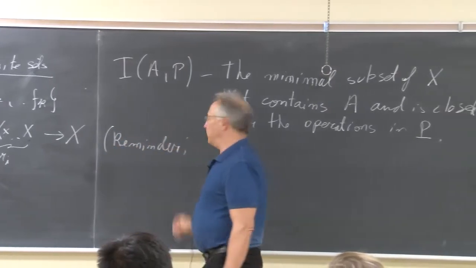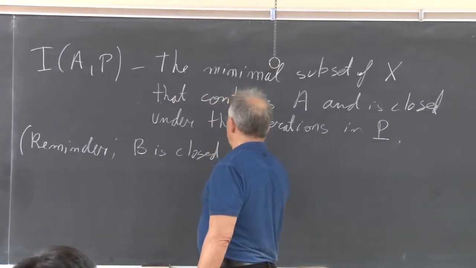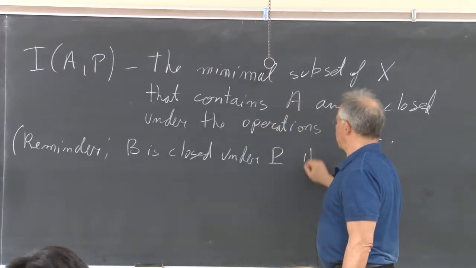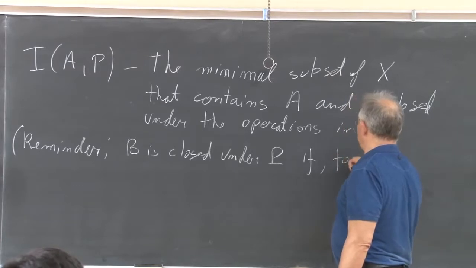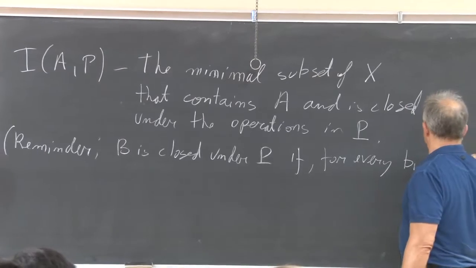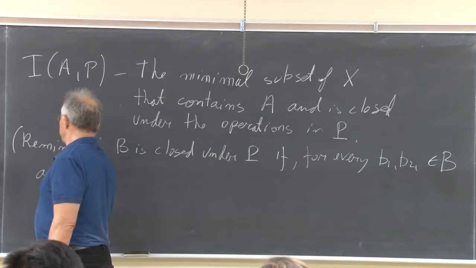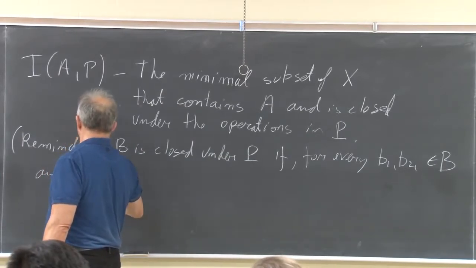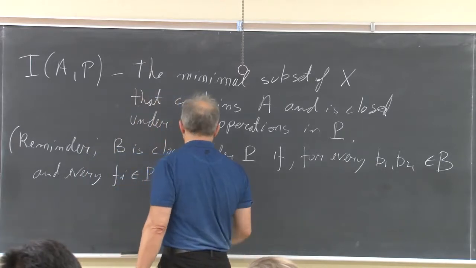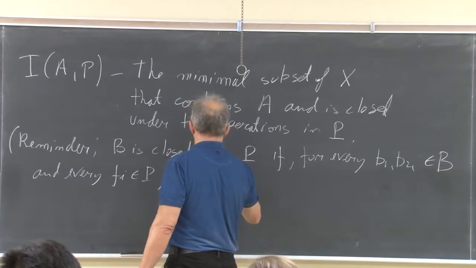I say that a set B is closed under the operations of P if for every, say, B1, B2 inside B, and every Fi in my set of operations, f of B1, B2 is also in B.